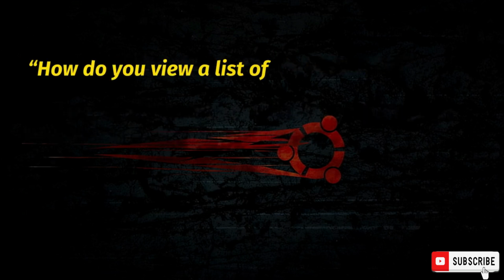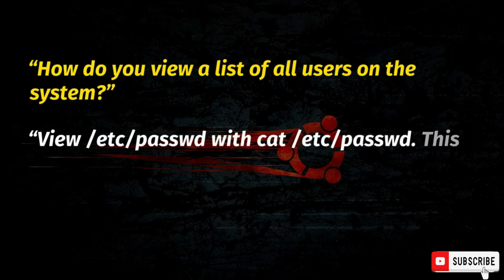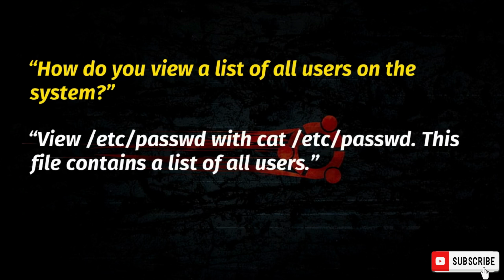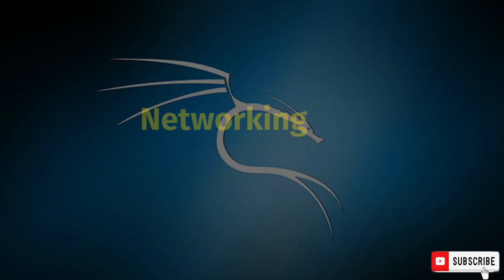How do you view a list of all users on the system? View /etc/passwd with cat /etc/passwd. This file contains a list of all users.